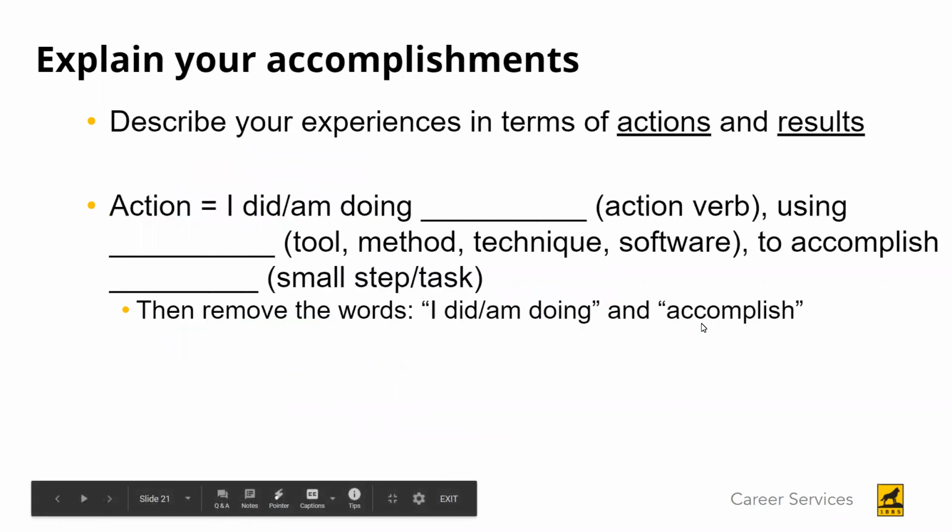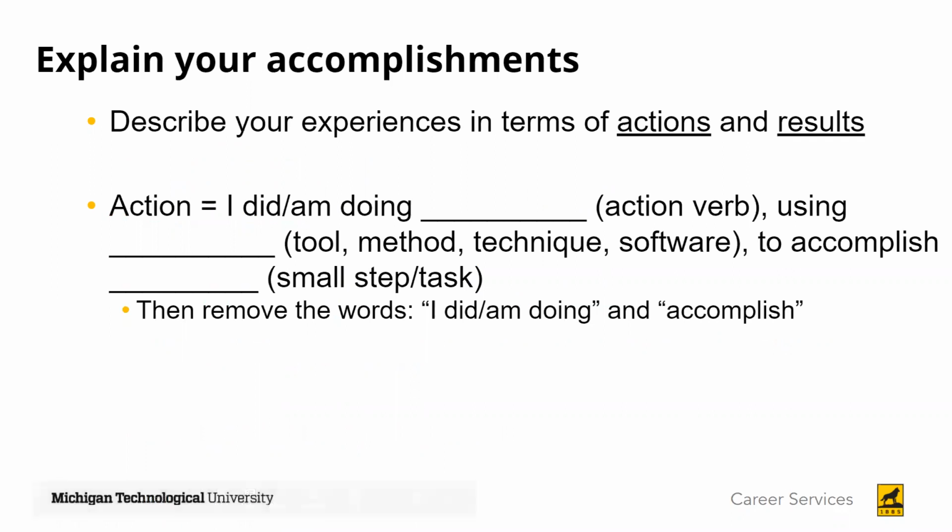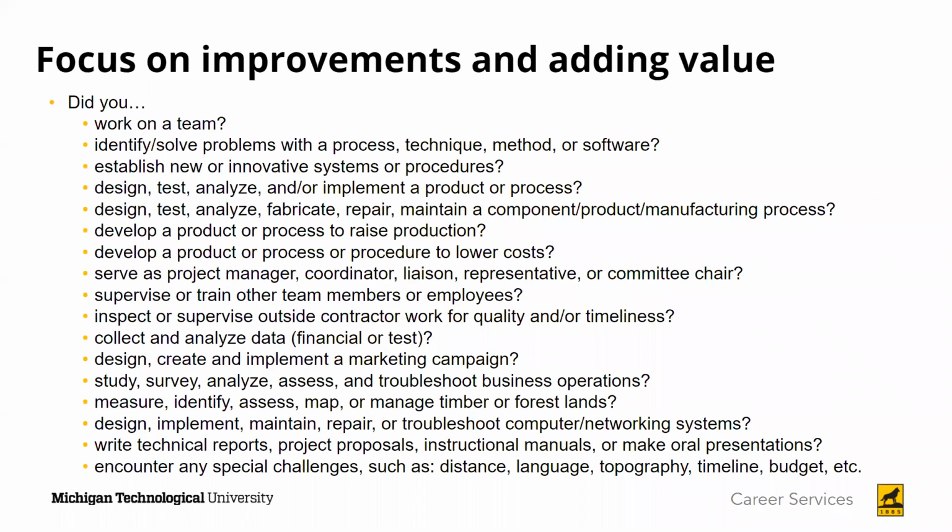This is a writing prompt that may help you with that. As you start to think about those experiences, do it in terms of action and result. A great writing prompt is: I am, or I did this. Use an action verb there, using this particular tool, method, technique, or software to accomplish whatever you did. And then you just remove the I am or I did, and accomplish. That'll provide a really good accomplishment statement that you can add. So focus on improvements and values.